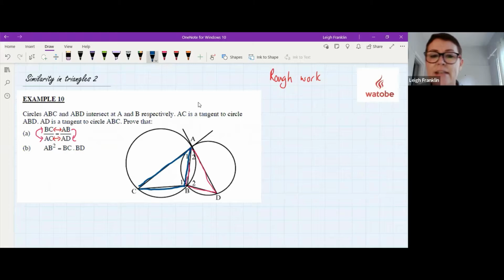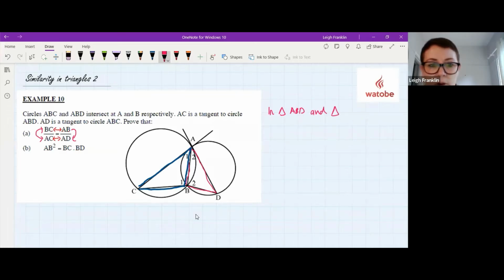Okay, this is now the first thing that we are going to write on the page. All right, we are going to identify the triangles that we are going to prove are similar. So we will say in triangle ABD and triangle ACB or ABC. It doesn't matter. The order here doesn't matter at the top. Okay, it's going to matter soon, but it doesn't matter at the top.